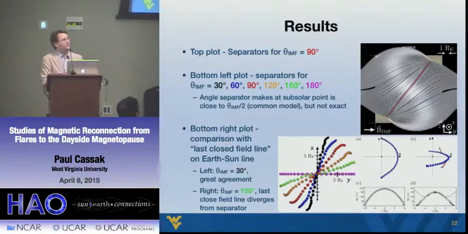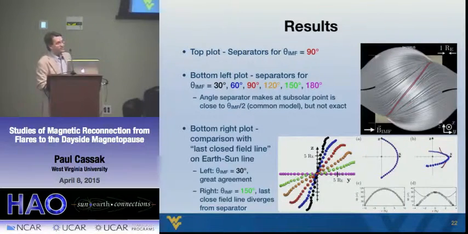This is a result from a simulation with a clock angle of the interplanetary magnetic field pointing left-right. No dipole tilt, so the Earth's magnetic field is pointing up-down. This red line is what we find for the separator. You can see the field lines to the left all start up here and go towards the Earth. On this side, they go off to the solar wind, and on the other side, they start down here and go off to the solar wind. Outside of the page are all interplanetary magnetic fields, and inside are all terrestrial fields. So this is the separator for that particular simulation.